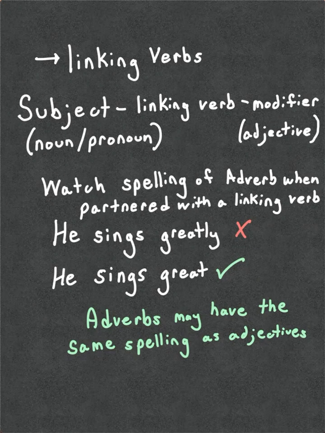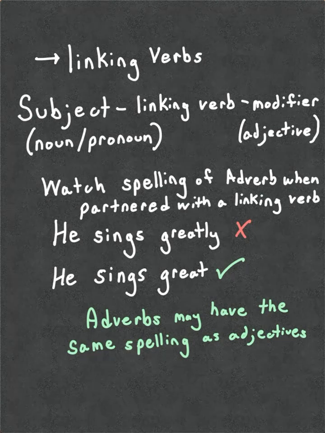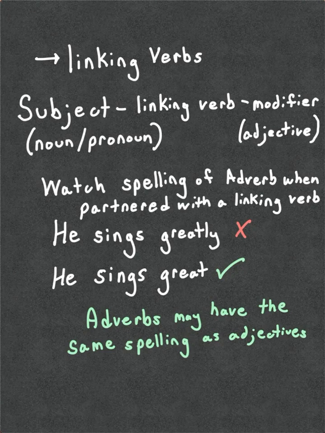When you are using a linking verb, write the adverb as it would appear as an adjective. So the proper way to say it would be, he sings great. And English listeners in the audience are going to be nodding, saying, yeah, that does sound a lot better.